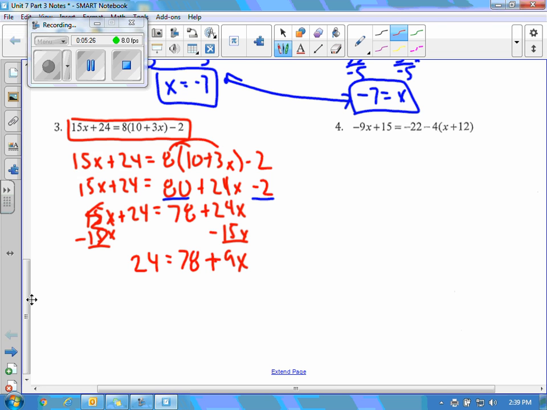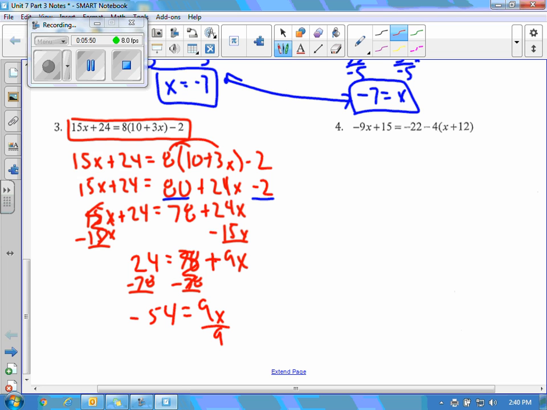Again, I could have subtracted 24x from both sides. I could have started by subtracting 24, subtracting 78, whatever. It doesn't matter what order you do it in, you'll still get the same answer. Now, since I chose to subtract 15x, that means I need to subtract 78 from both sides to get those constants over on the other side. When I subtract 78 from both sides, I'm going to get negative 54 equals 9x.